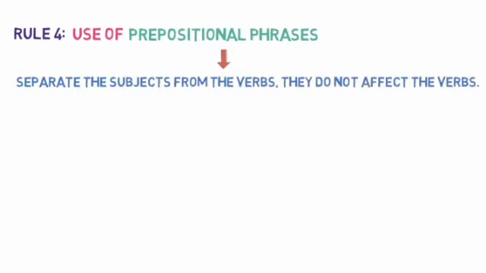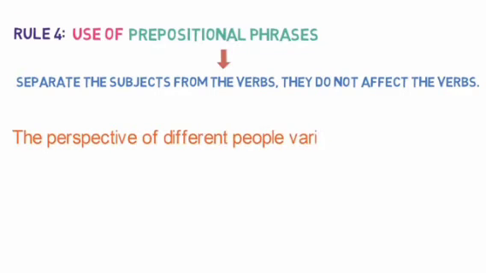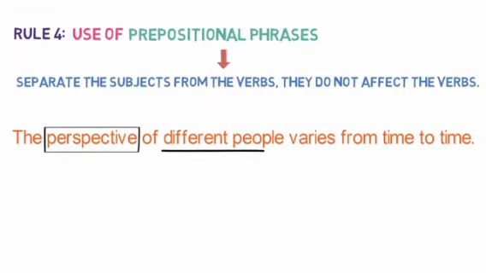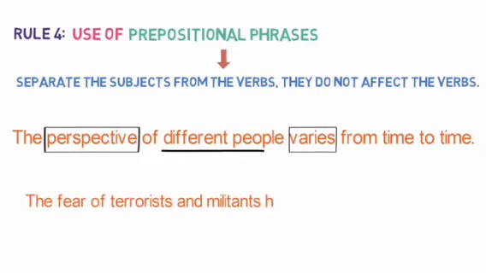When you have a prepositional phrase, you should separate the subjects from the verbs. The prepositional phrase basically does not affect the verb. Look at this example. The perspective of different people varies from time to time. The perspective is the noun that we are looking at here. Of different people is the prepositional phrase.